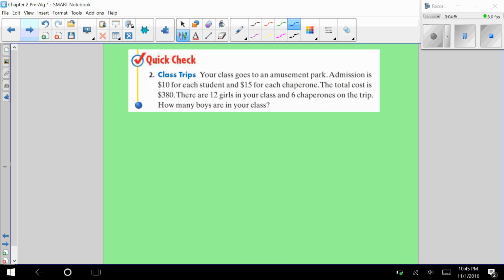Your class goes to an amusement park. Admission is $10 for each student and $15 for chaperones. The total cost is $380. There are 12 girls in your class and 6 chaperones on the trip. How many boys are in your class?